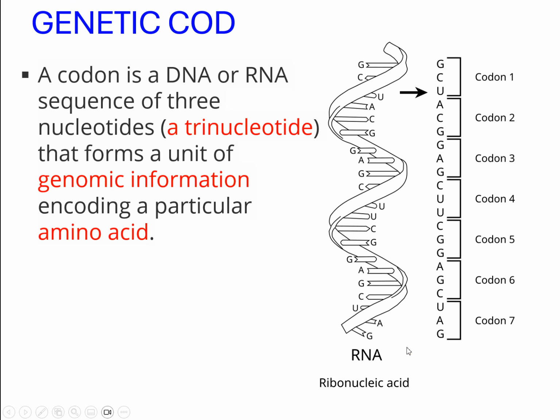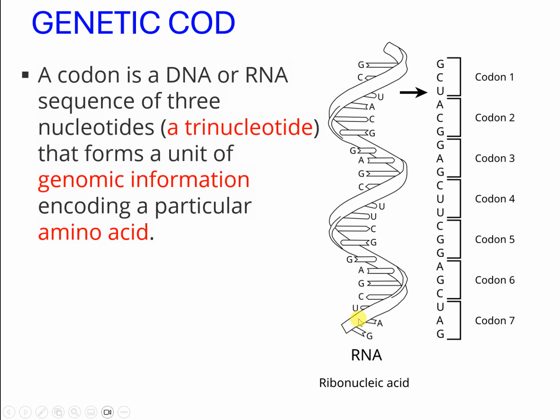Now we are going to discuss the genetic code. What is a genetic code? We know what a gene is. A gene is a stretch of DNA that has a repetition of nucleotides, and this repetition has some information to make the protein.